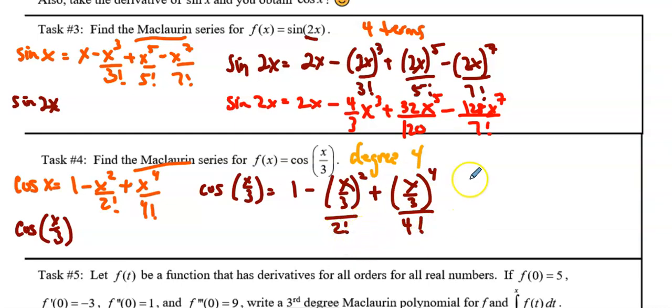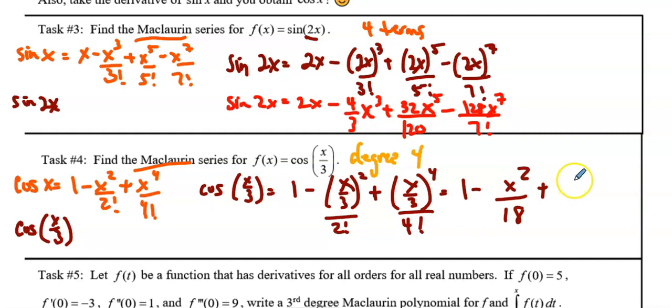And again, we don't like fractions inside of fractions, so this would be 1 minus x squared, and then it's over 9, and then we have 1 over 9 divided by 2, which is just going to be over 18.